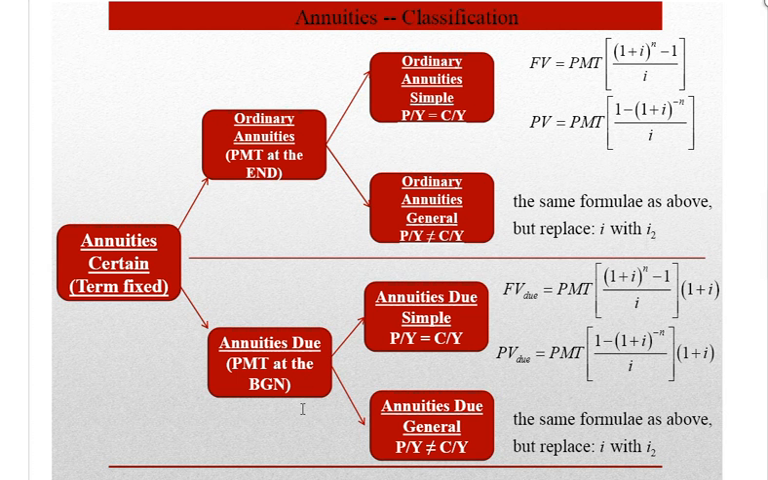Then annuity dues, again we're going to classify them into two categories, simple and general. Again, if P over Y is equal to C over Y, we're going to use modified formulas for future value and present value as shown here, times 1 plus I, and we're going to note the due and due. If the number of payments per year is not equal to the number of compounding periods per year, we're going to call them general annuity due, and the same formulas, but we're replacing the i's in here with I sub 2.